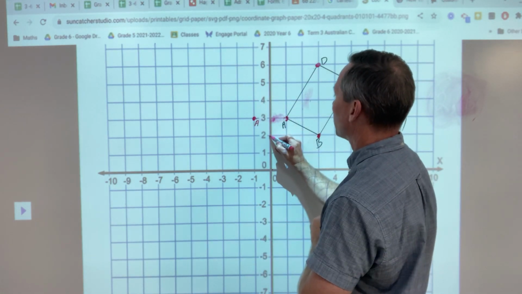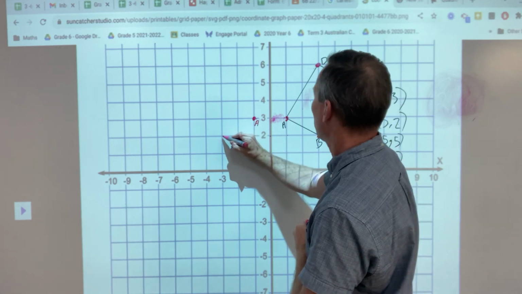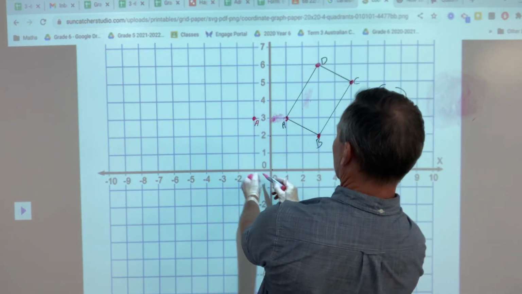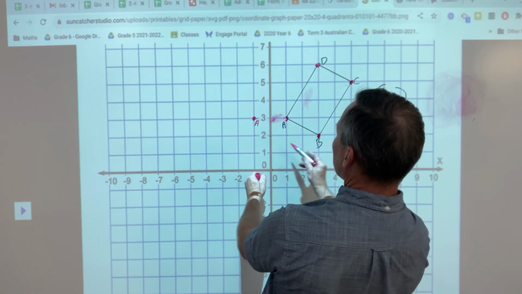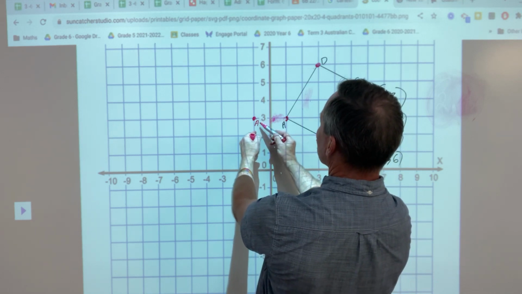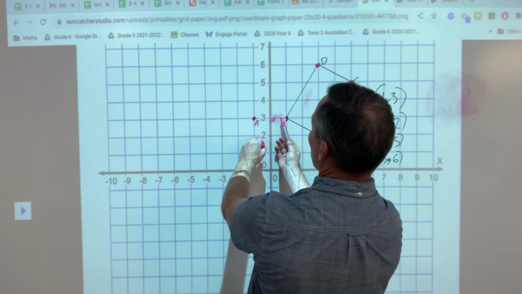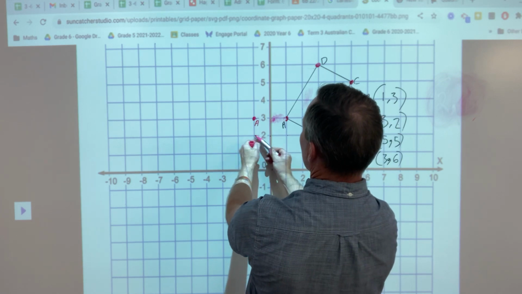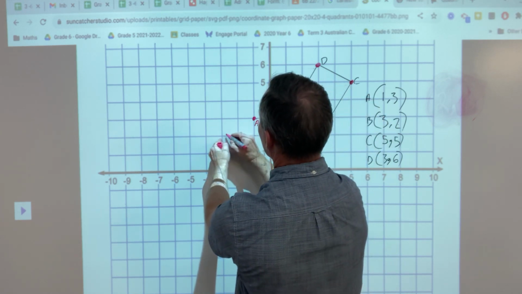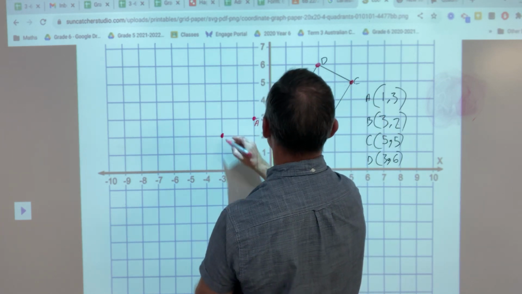That means this shape would end up with 1, 2. That's not right, is it? Because there it is on 3. So I'd have to come across 1, 2, 3. I was right. Didn't look right, but it is.